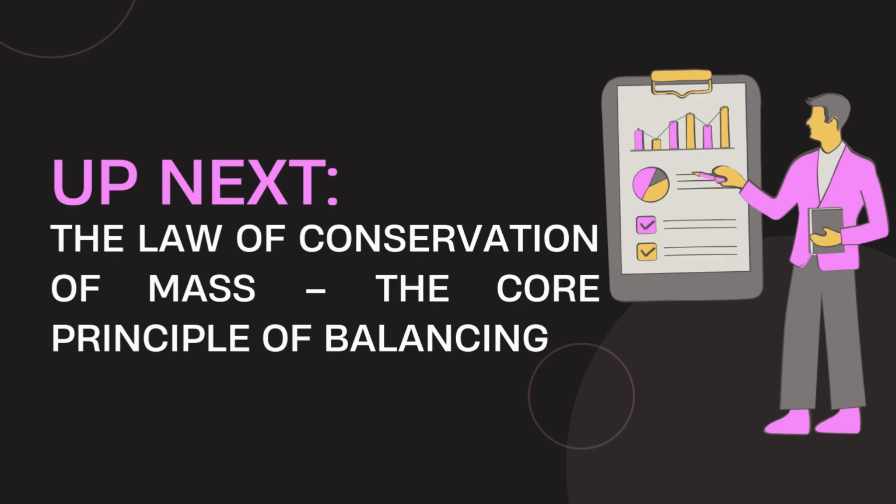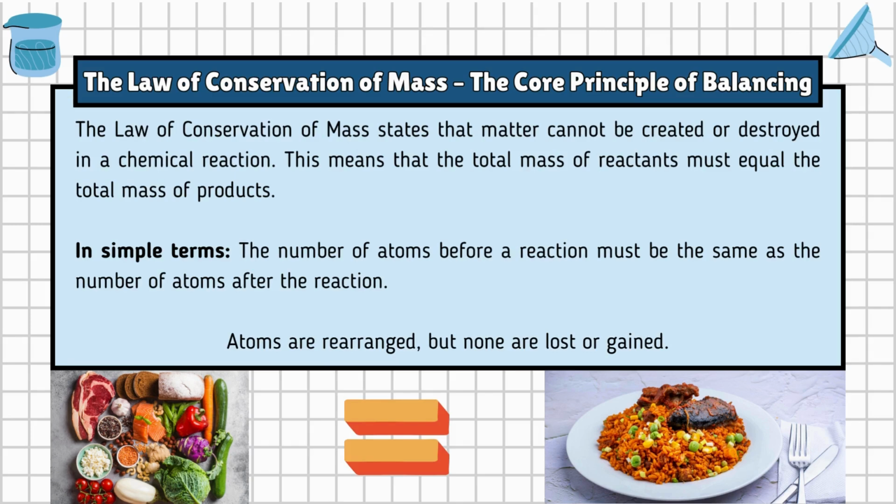Alright, so now we want to look at the law of conservation of mass. This is the core principle when we want to balance chemical equations. Now, what is this law? What is this principle? What does it mean? This law states matter cannot be created or destroyed in a chemical reaction. This means that the total mass of reactants must be equal to the total mass of products.